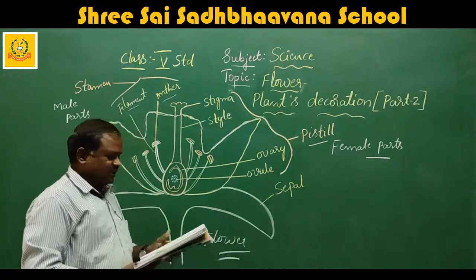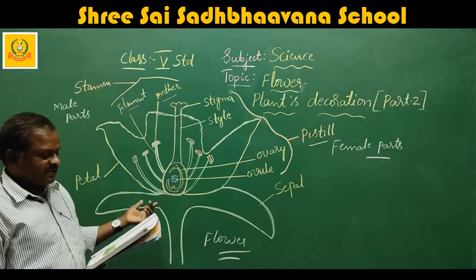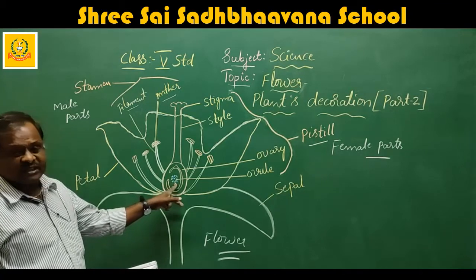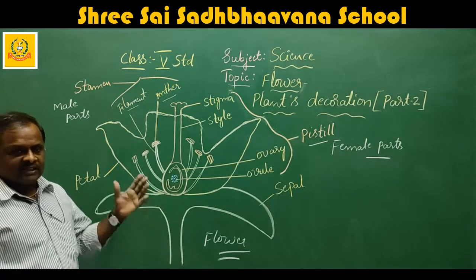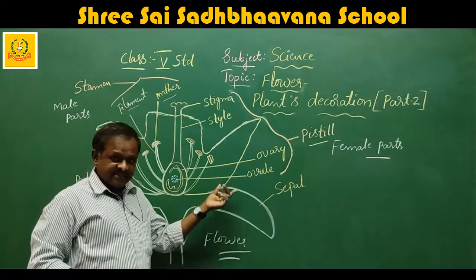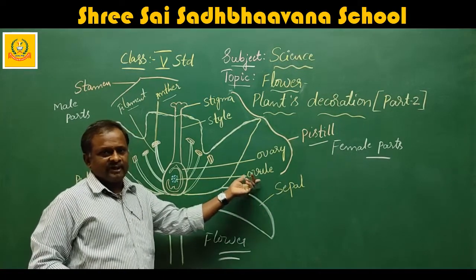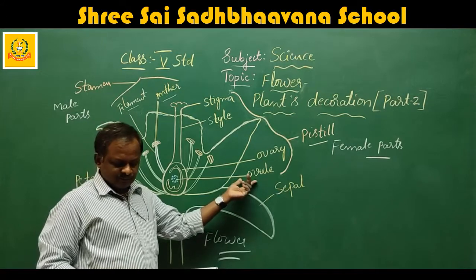Then the ovule, the part of the ovary that becomes seeds. This is the ovule that becomes seeds. When you cut some fruits, you find the seeds. They are formed by this ovule.